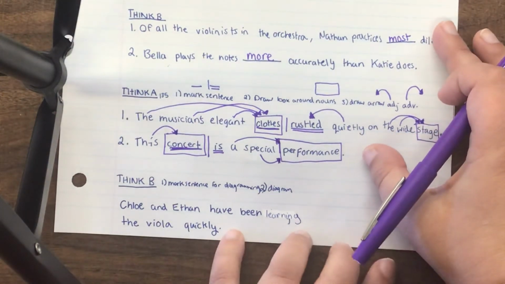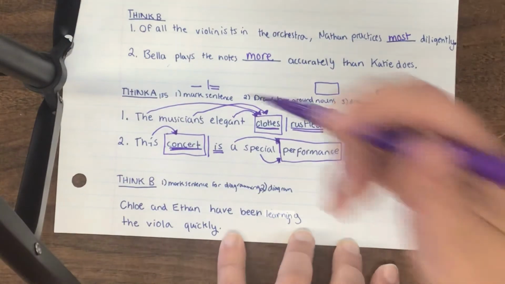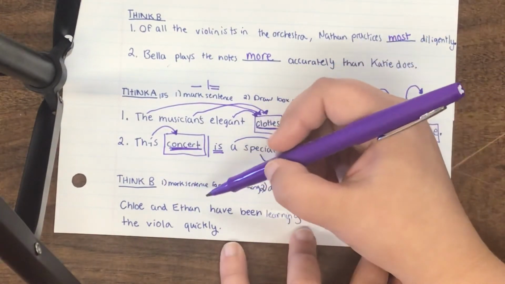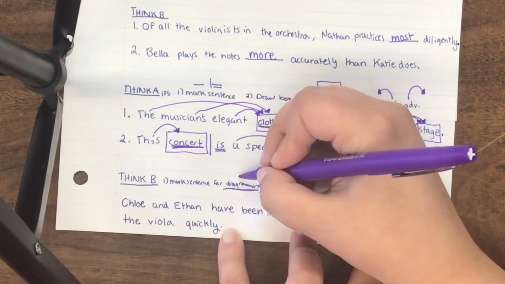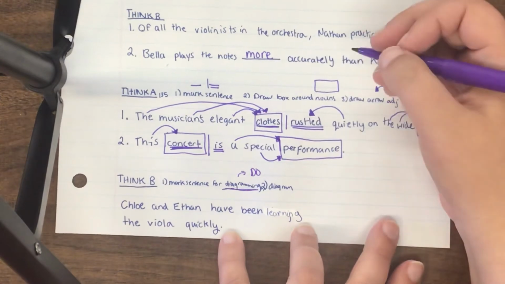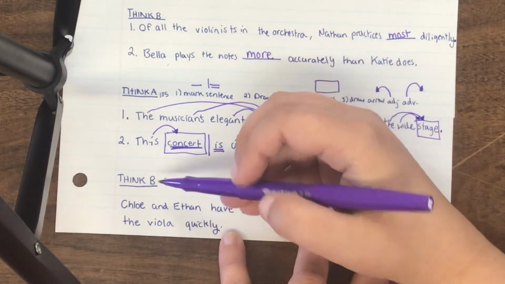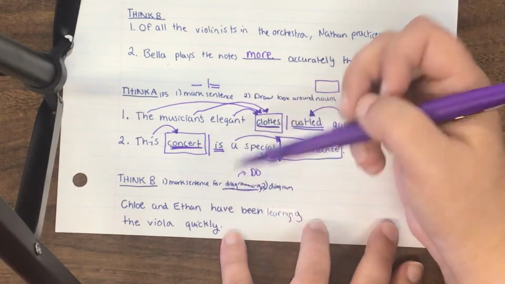Let's take a look at the last one, which is this wonderful sentence that we need to diagram. So I'm going to read it, and then we're going to mark our sentence, this time for diagramming. So this means we have to go all out with our arrows, with our labels, with all of those things. So we'll try our best to do that. So here we go. Chloe and Ethan have been learning the viola quickly.